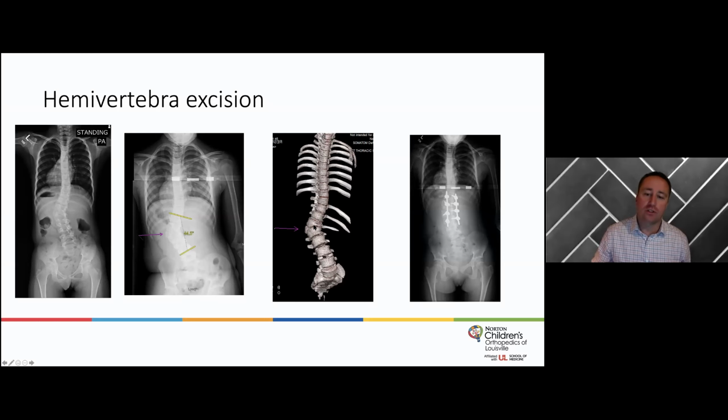It's going to continue to progress. So what you do is you take out the hemivertebra and then you fuse above or below. If you want to be critical and look at this x-ray, I would say, yes, the spine is not 100% straight now, but we only fused 4 levels. We got at least half correction, and now we allow her spine to continue to grow. So I do think hemivertebra excision is a very good surgery in the correct population.